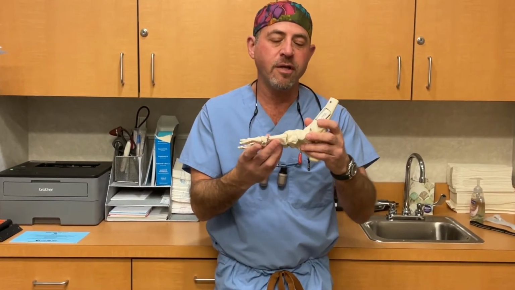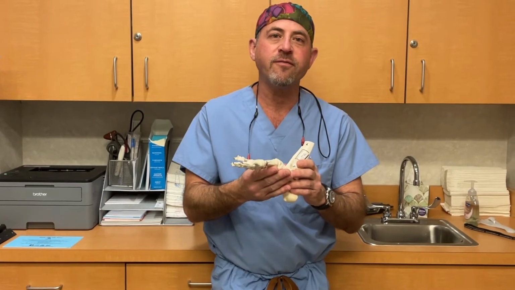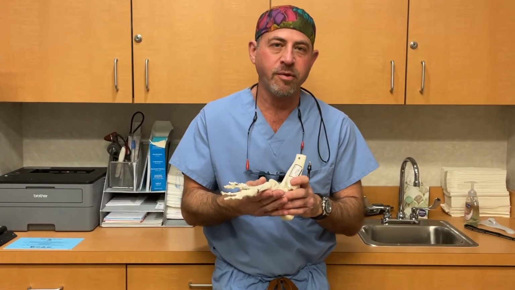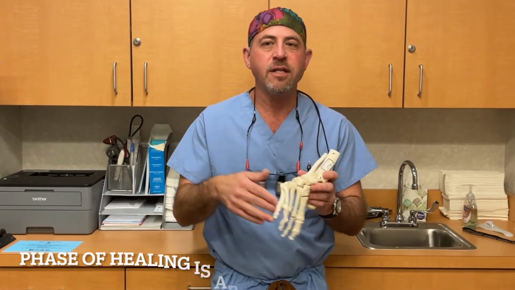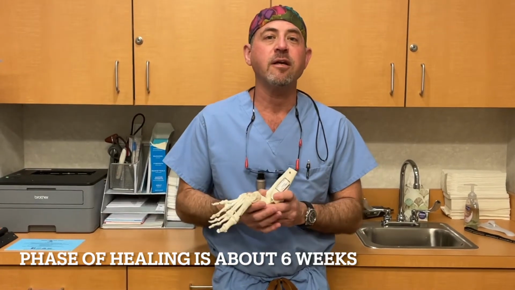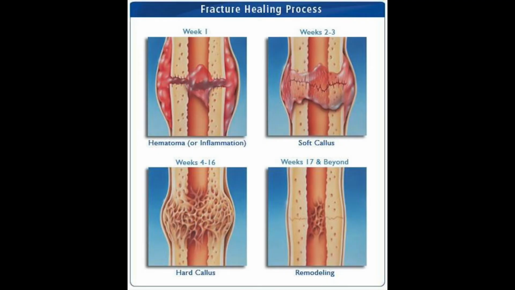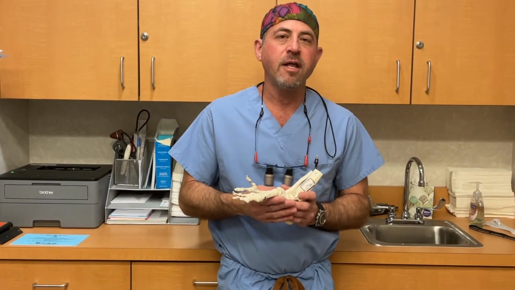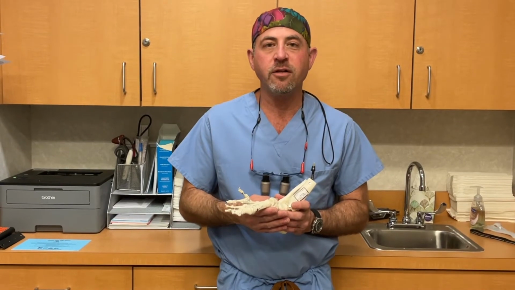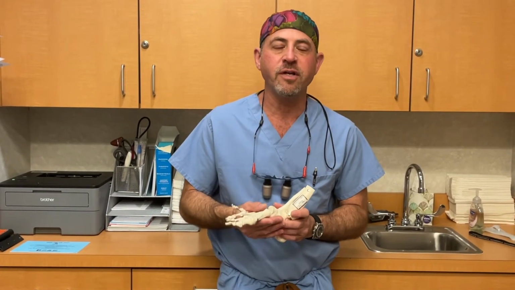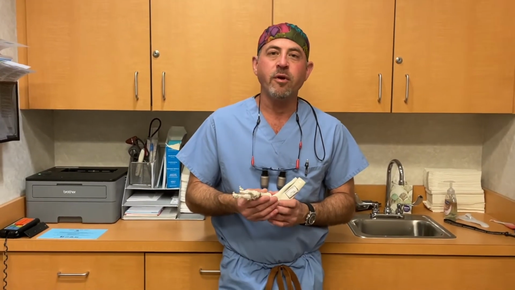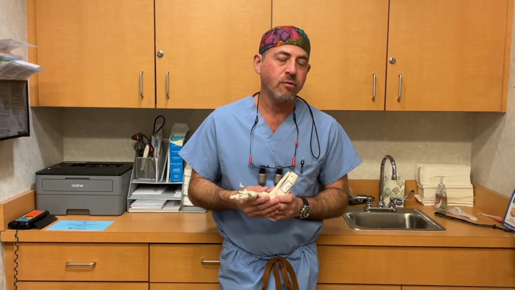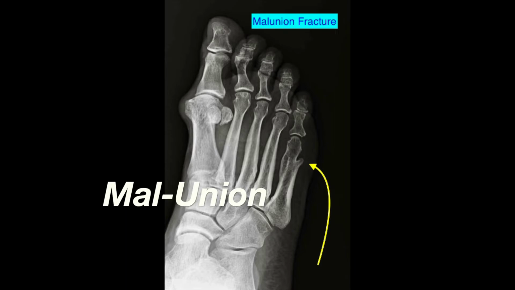When you break a bone, there's a phase of healing that has to take place, and usually these phases of healing take about 6 weeks in order for your bone to go back to normal. If any of these phases get interrupted, then we have trouble with the final result, which is a healed bone. When a bone heals crooked or it heals in a bad position, that's called a malunion.